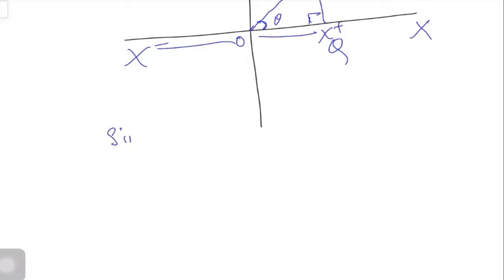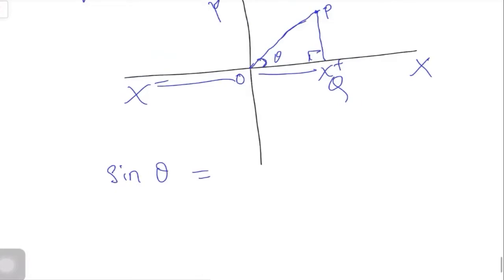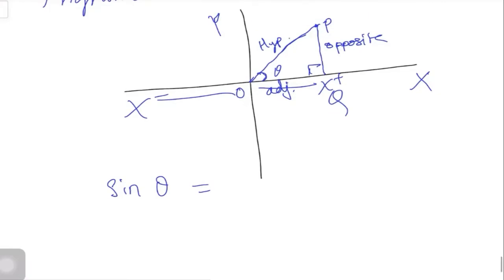What is sine theta for this angle? This is the adjacent side, this is the opposite side, and this is the hypotenuse. So in that case, sine theta is opposite upon hypotenuse, which is nothing but PQ by OP.